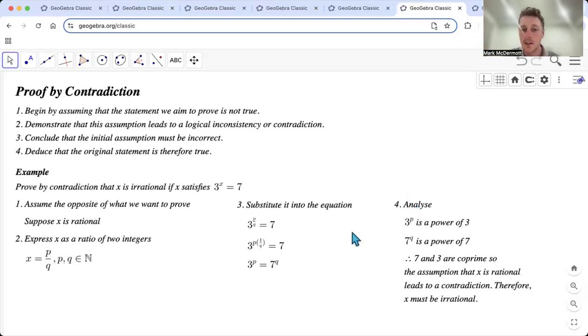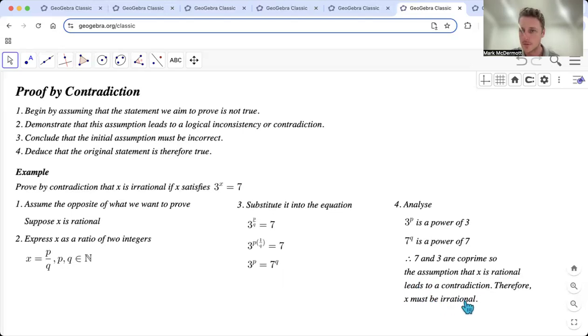Okay, and then analyze the situation. So 3 to the p is a power of 3. Okay, that makes sense. 7 to the q is a power of 7. Okay, 7 and 3 are co-prime. What that means is they don't have any common factors other than the number 1. So the assumption that x is rational leads to a contradiction. Therefore, x must be irrational.